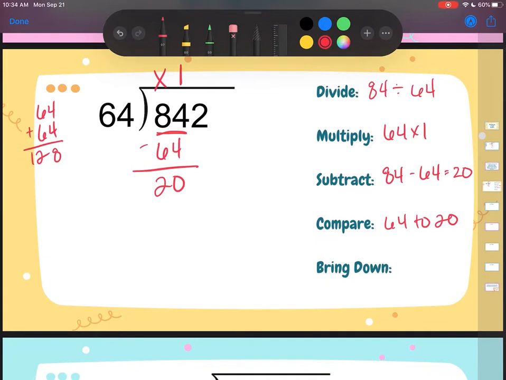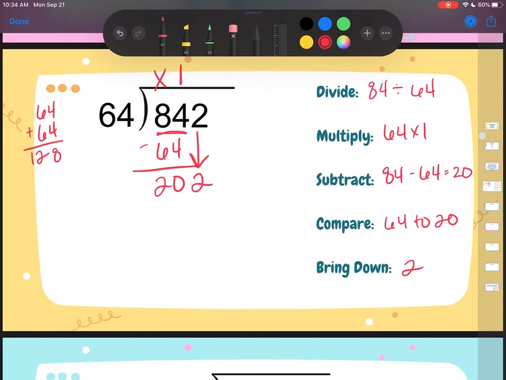So I'm comparing to make sure that I can't go in another time, because if when I subtracted I ended up with a number that was larger than what I was dividing by, so in this case 64, if I ended up with a number larger than 64, then I didn't go in enough times. So that's the importance of comparing. So then I wasn't large enough, so I've got to bring down my next number. So I'm bringing down my last 2. So 64 couldn't go into 20, but it can go into 202, right?